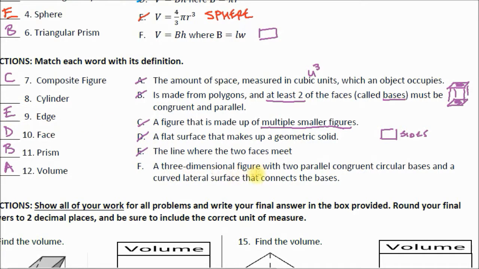And then we have a three-dimensional figure with two parallel, congruent, circular bases and a curved lateral surface that connects the bases. Well, if we look at that, that's going to be a cylinder. This is the curved lateral surface, and then the two opposite bases here are both congruent, parallel, circular bases. So that is a cylinder, and that's F. So that covers the formulas and matching definitions. We'll move on to the next video.